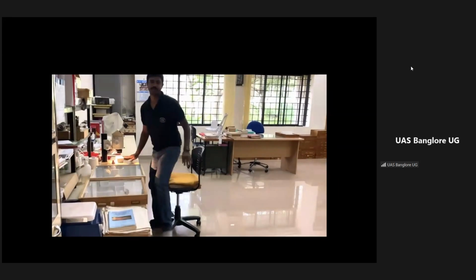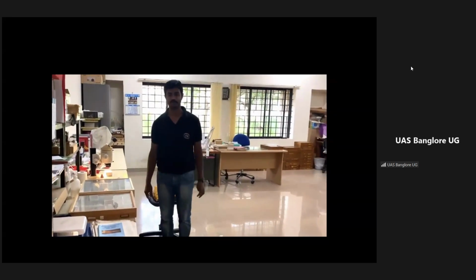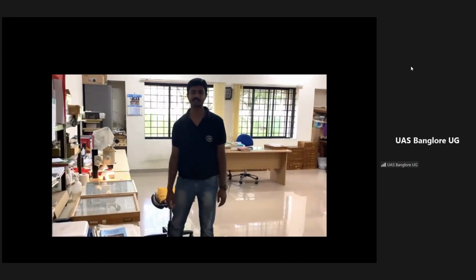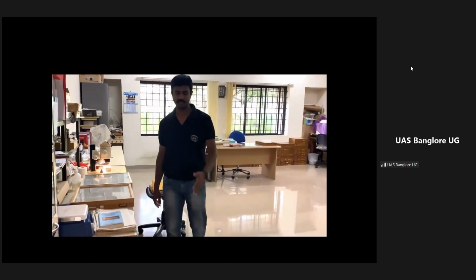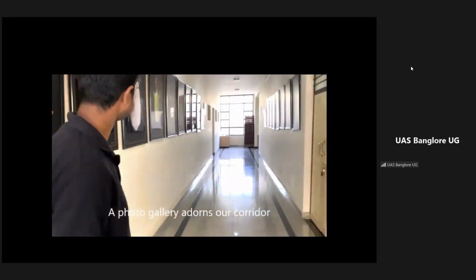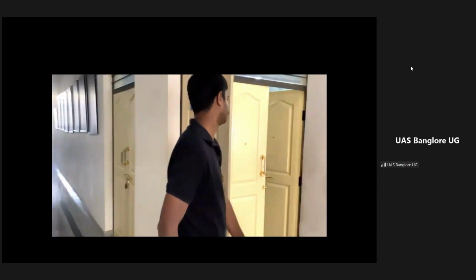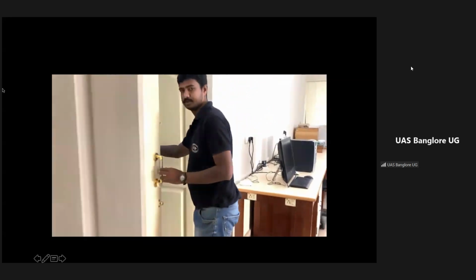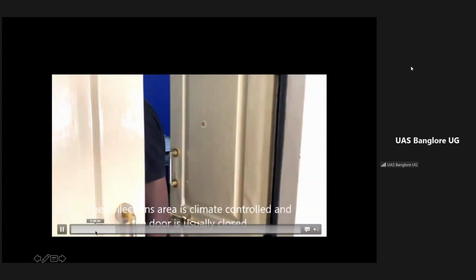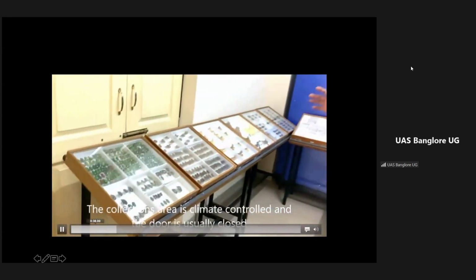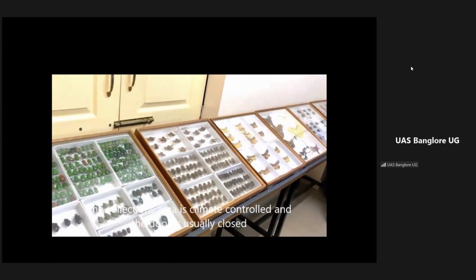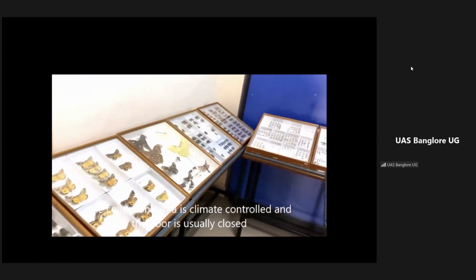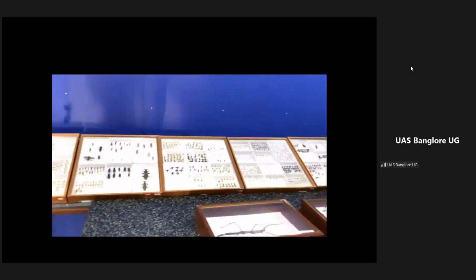Namaskara. I welcome all of you to the virtual entomological collections network. So this is our lab. I'll take you around our lab and we'll get into our collections. So this is the facility that we have, where we have all these specimens deposited. This is our mobile rack system, wherein we have deposited all our collections.